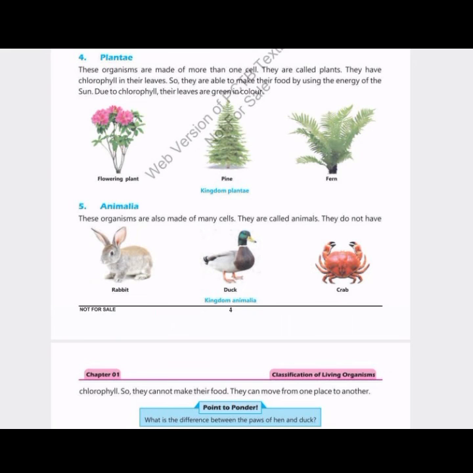Okay, now we are able to make a paragraph about animalia, which will look like this. At number 5, animalia. These organisms are also made of many cells. They are called animals. They do not have chlorophyll, so they cannot make their food. They can move from one place to another. Here we have some pictures. One is a rabbit, another is a duck, the third one is a crab, and all three of these are examples of animalia. And animalia is a scientific word which is used for animals.